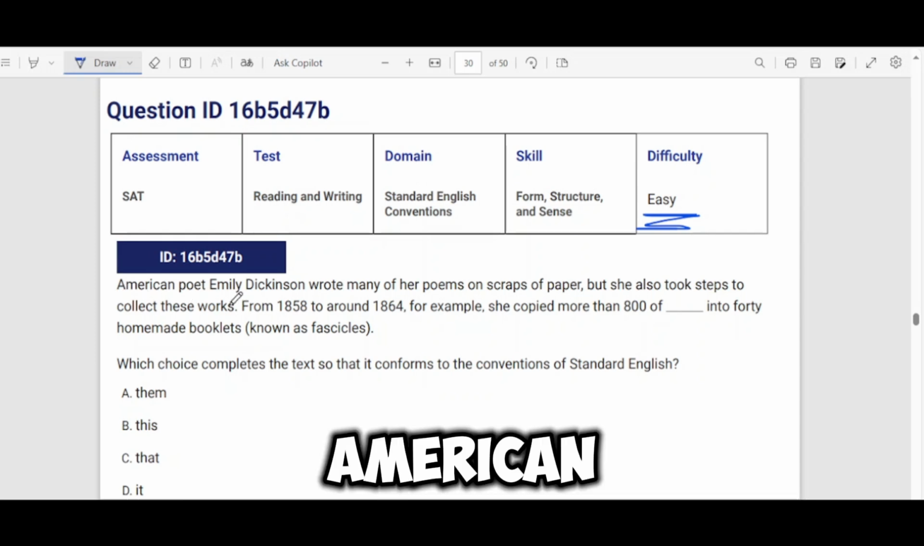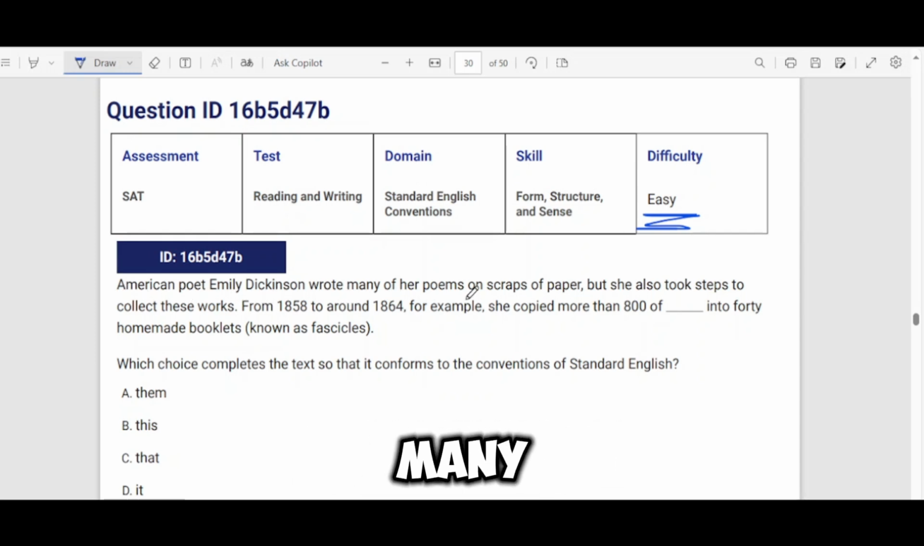American poet Emily Dickinson wrote many of her poems on scraps of paper. We are talking about poems, okay? But she also took steps to collect these works. So we've got a hint here. Works is a plural, so we're going to expect a plural. From 1858 to 1864, for example, she copied more than 800 of dash into 40 homemade booklets. Now we already know that works is plural, so we're going to expect a plural here.